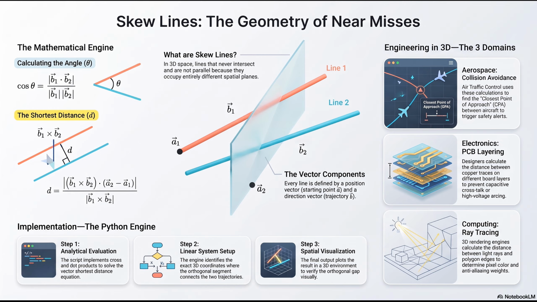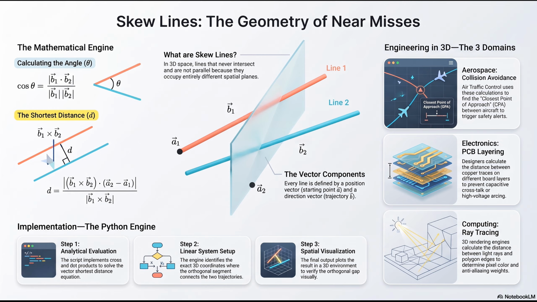But what happens when we scale in the exact opposite direction? You mean downwards? Yeah. What happens when the objects are completely stationary and microscopic? The notes talk about printed circuit boards. Right, because the underlying math does not care about physical scale. It's universal. Completely. The domain of electronics and hardware engineering relies heavily on skew line theory, particularly in multi-layer printed circuit boards, or PCBs.